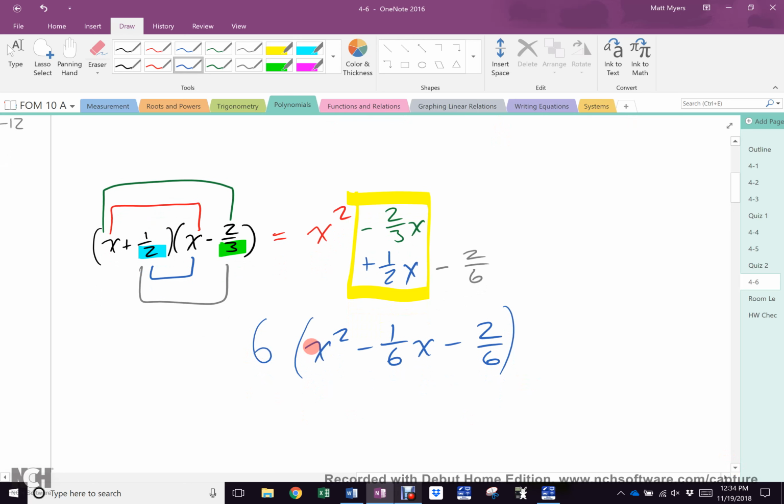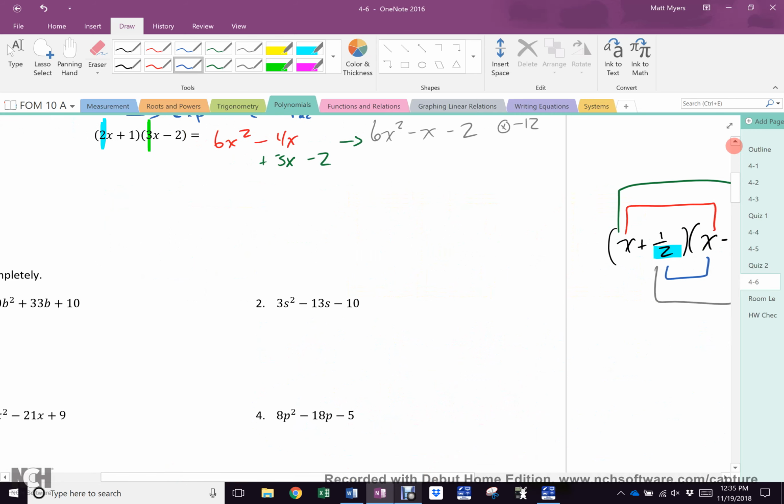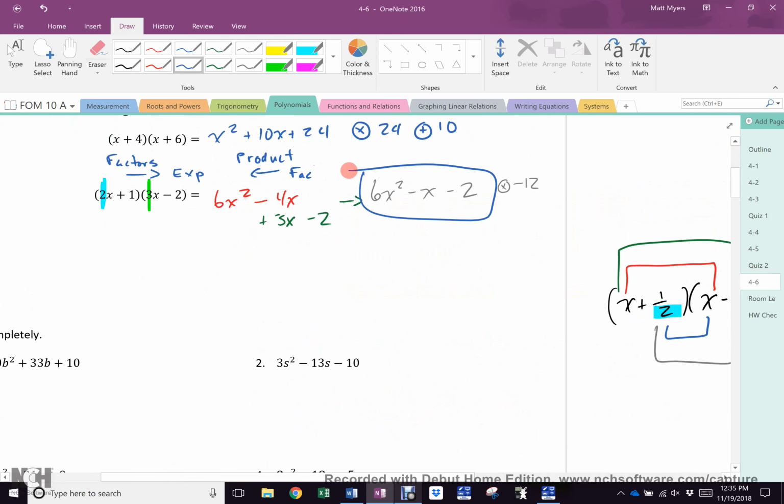What is 6 times x squared? 6x squared. What is 6 times 1/6? 1x. What is 6 times 2/6? -2. Everybody got that nice and committed in their memory? What's that? Same thing. Everybody good?